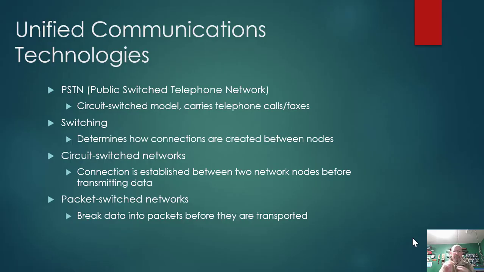As we begin, I want to ground everyone in where modern communications or unified communications actually came from. Well, they came from the public switch telephone network, or the PSTN. It is the traditional phone network that carried voice and fax for decades. It's a circuit switch model, meaning we had a dedicated electrical path between two endpoints before any communication could actually happen.